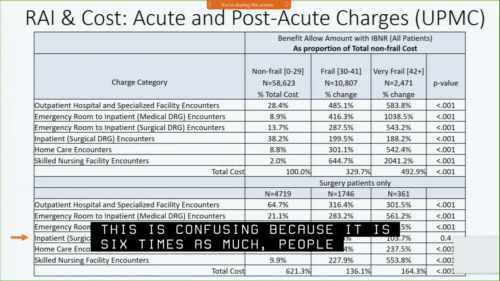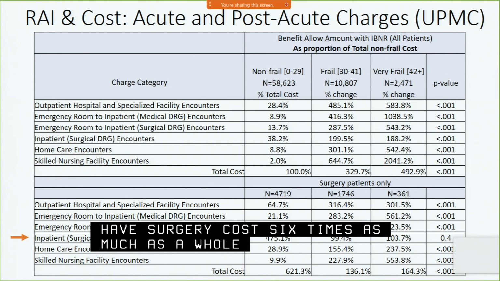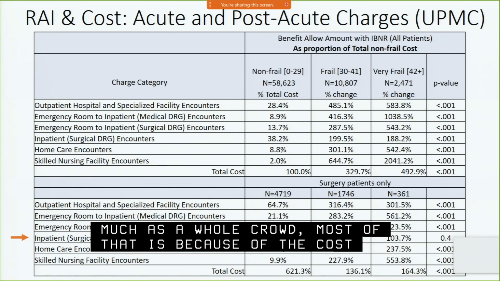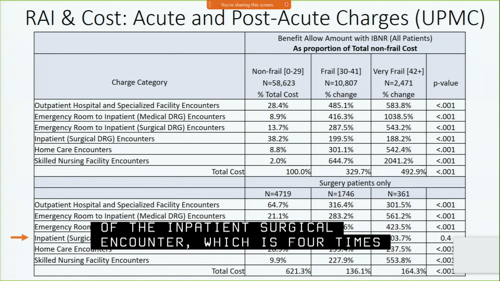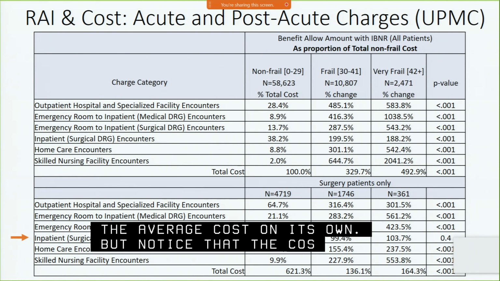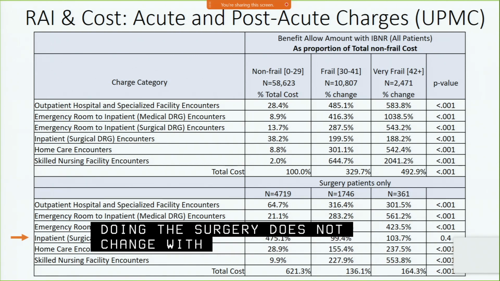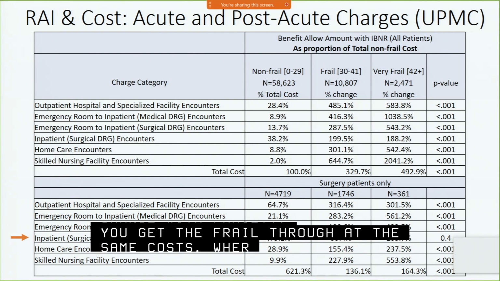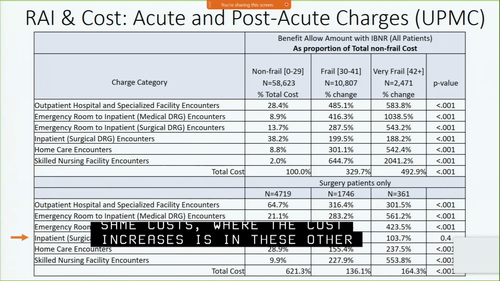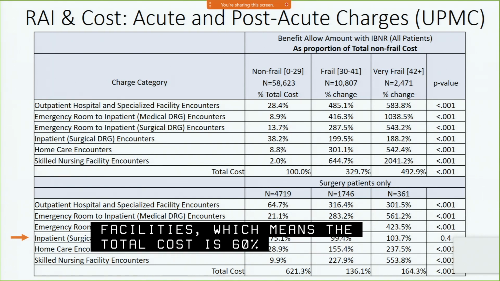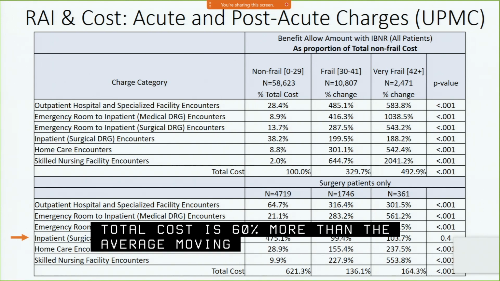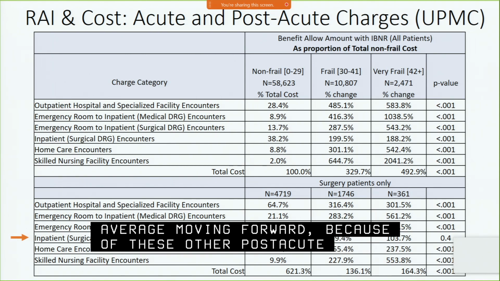And most of that is because of the cost here of the inpatient surgical encounter, which is 4 times the average cost all on its own. But notice that the cost of doing the surgery does not change with frailty. We get the frail through with the same cost, but where the cost increases is in these other things like skilled nursing facilities, which means that the total cost for the frail is 30 and 60% more than the average moving forward because of these other post-acute charges, which we've basically been blind to when all we have is our electronic health records moving forward.